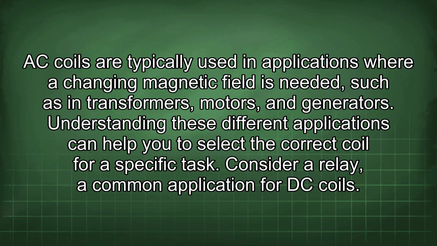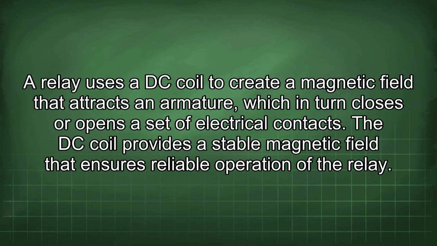Consider a relay, a common application for DC coils. A relay uses a DC coil to create a magnetic field that attracts an armature, which in turn closes or opens a set of electrical contacts. The DC coil provides a stable magnetic field that ensures reliable operation of the relay.